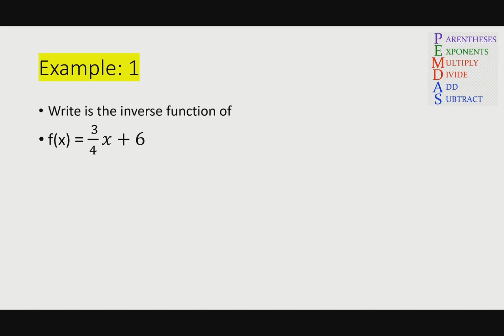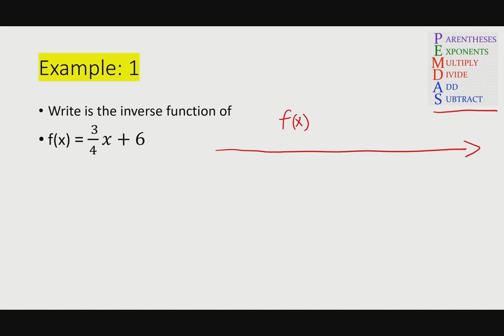So in this example, we have our function of x, and it's asking us to write the inverse function of f of x, which is 3/4 times x plus 6. So up here in the right hand corner, I have our order of operations that probably most of you are familiar with. And if we look at our function, we want to look at what is the order of operations, how we would evaluate this function if we plugged a number into x. So I'm going to go ahead and just write our function f of x right here. And I'm going to draw this line to indicate what our function is doing.